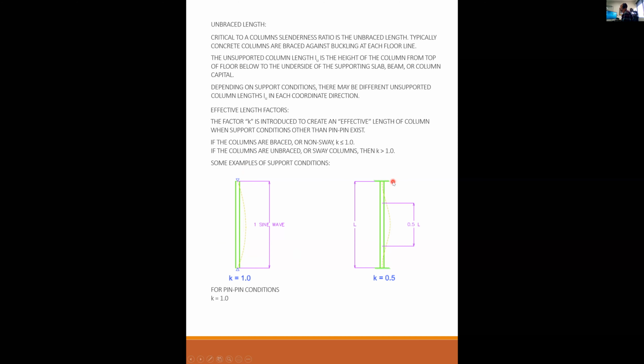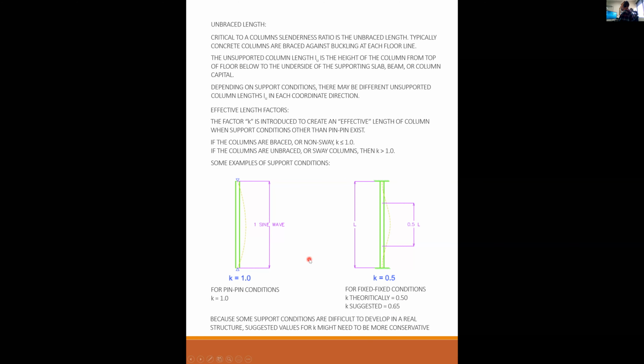If we have fixed-fixed, then K is going to be equal to half, because the fixity doesn't allow this to rotate, and the actual half sine shape is about half the length of the total length. So K is equal to 0.5. K theoretically is exactly half of your clear height. However, there's a suggested K, because nothing in the world of construction is ever perfect. So you might consider using a K factor of 0.65 instead of 0.5 to account for construction.